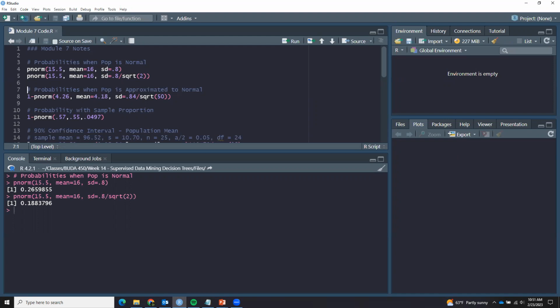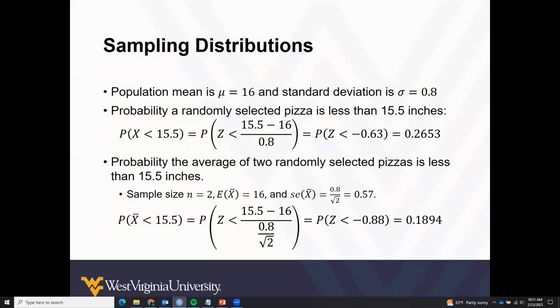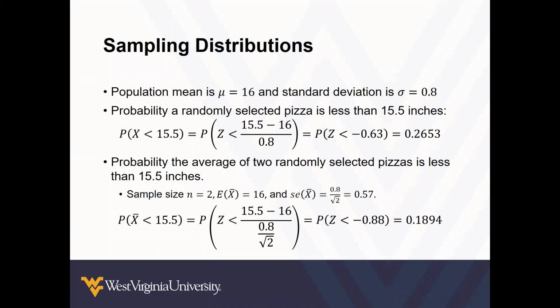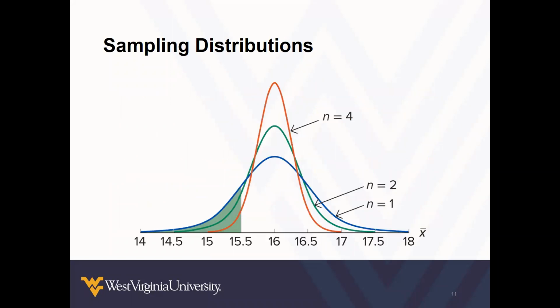So here we've used the p-norm function to find those probabilities under a normal distribution. And what I especially like to look at is the pizza distribution. And here we can see the different distributions depending on our sample size, where our distribution is the narrowest when we have a sample of 4, and it is the widest and flattest with a sample size of 1. What this shows us is that our precision improves as our sample size increases.